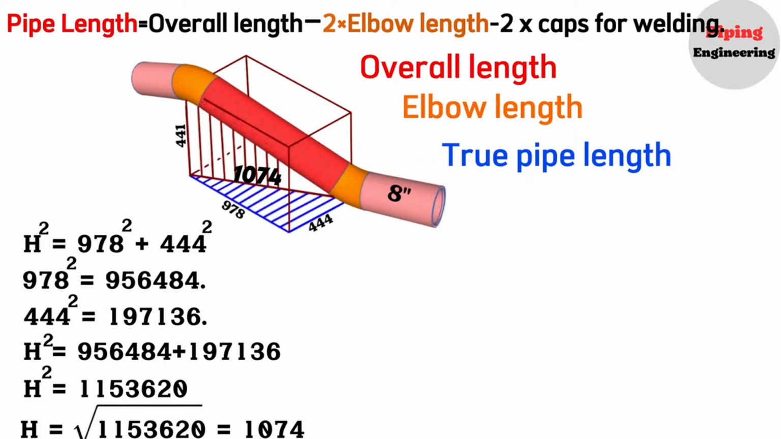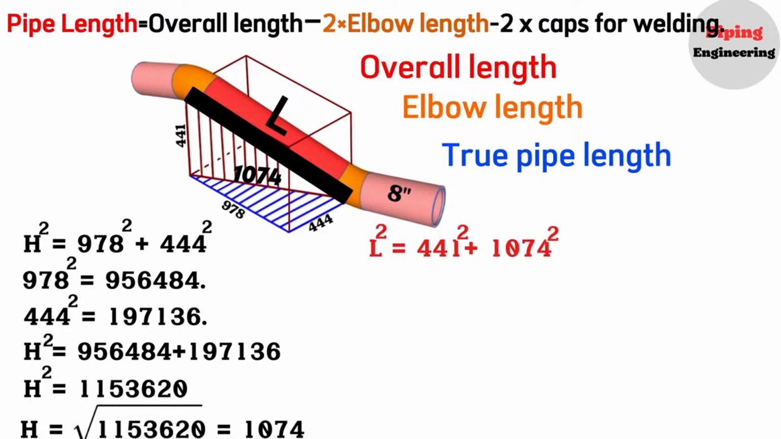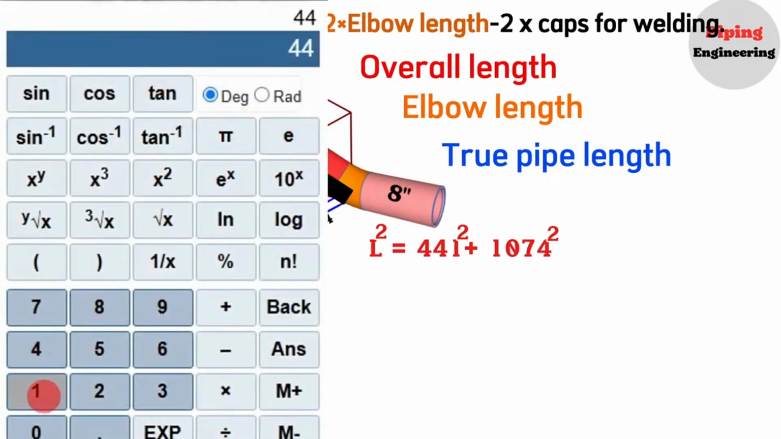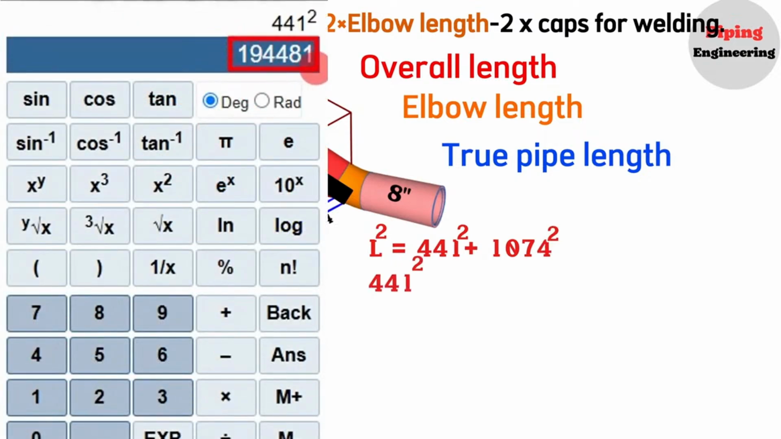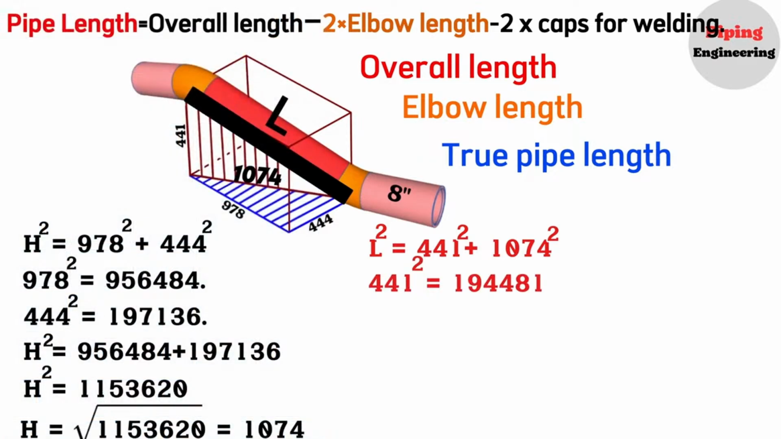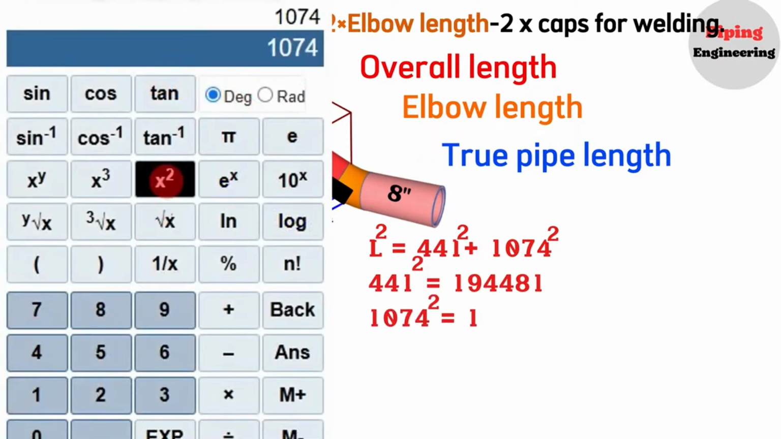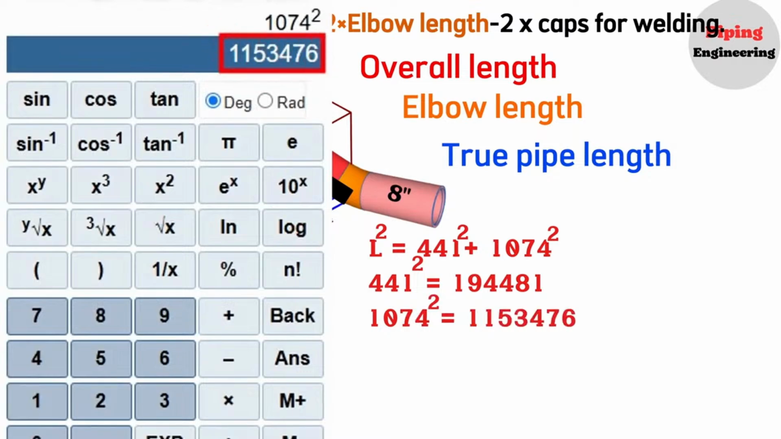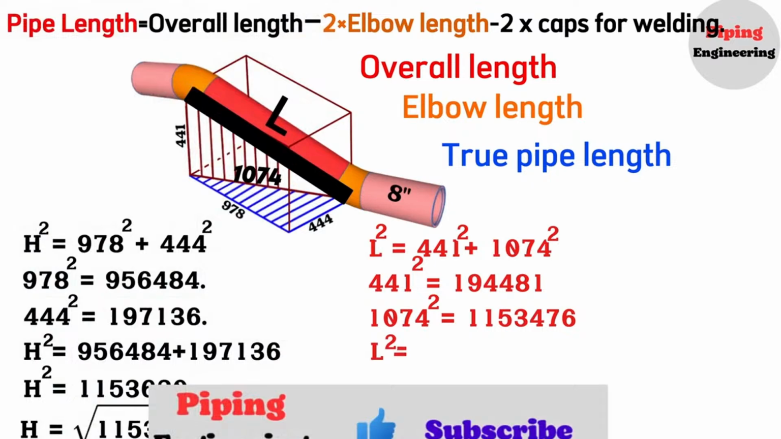The hypotenuse of the horizontal right triangle also serves as the perpendicular side of the vertical right triangle. Now, let's label the hypotenuse of the vertical dashed line right-angle triangle with the letter L and calculate its length. To find this hypotenuse, we will use the Pythagorean theorem again. According to the Pythagorean theorem, the square of the hypotenuse L will be equal to the sum of the squares of 441 and 1074. Using a calculator, the square of 441 equals 194,481, and the square of 1074 equals 1,153,476.